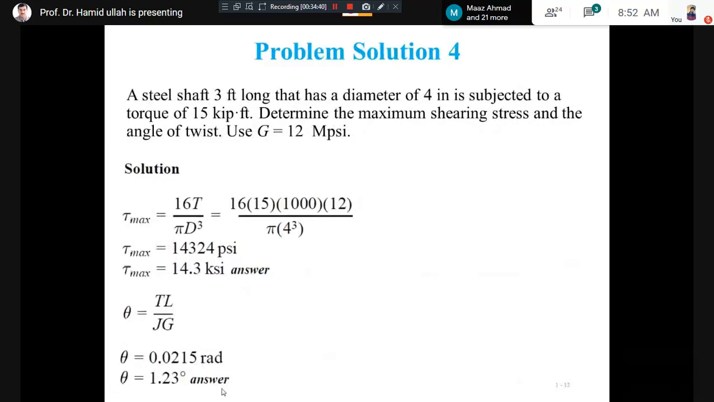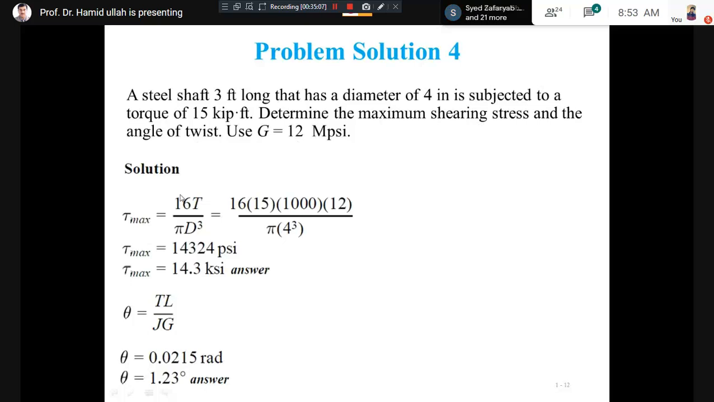Okay, next, what is this? Steel shaft, 3 feet is the length which is given. Diameter is 4 inch, 15 kilopound feet. What is required? You can see the maximum shear stress, number one, and second, the angle of twist. So two things are required: maximum shear stress and angle of twist. This material property is given, 12 mega psi.